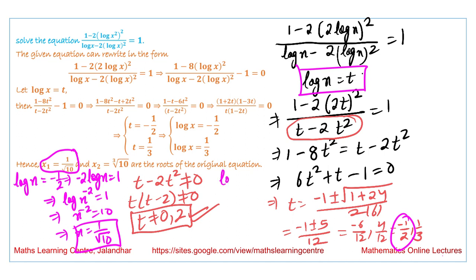Similarly, if we write log x is equal to 1 by 3, we get x raised to the power 3 is equal to 10. So x is equal to cube root of 10. So the answers we obtain are x1 is equal to 1 by square root of 10 and x2 is equal to cube root of 10. These are the two roots of the original equation. So these are the two required roots.